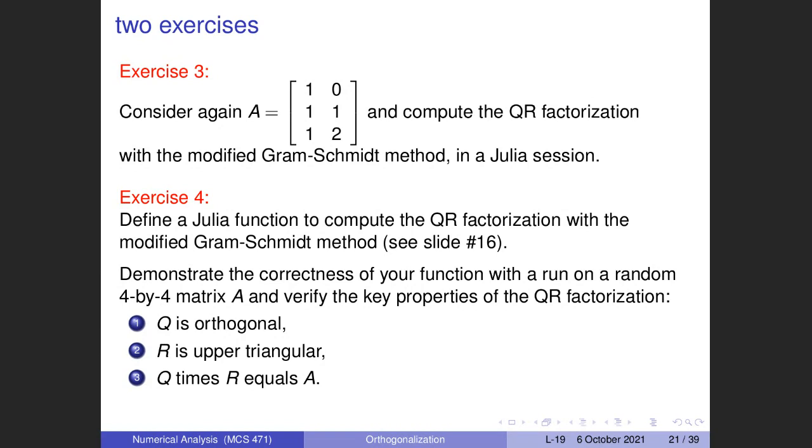So exercise 3 is good to run through the steps again, but now in a Julia session. Just tracing also, if you run the modified Gram-Schmidt method, and actually this is exercise 4, modify the Gram-Schmidt method, and then the first test would be to run exercise 3 on it. All right, that was our first method.